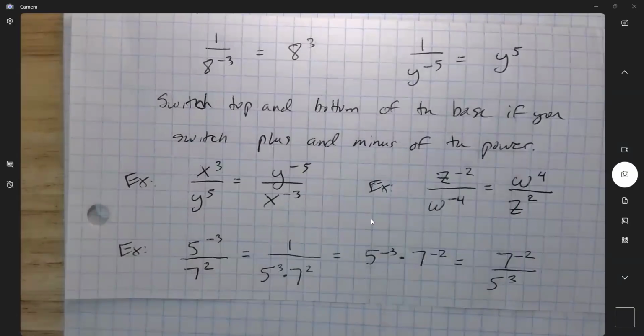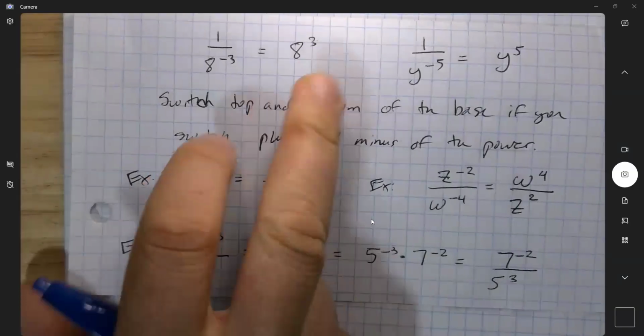And we're not even done with our rules yet. There are a couple more rules we have to tackle.